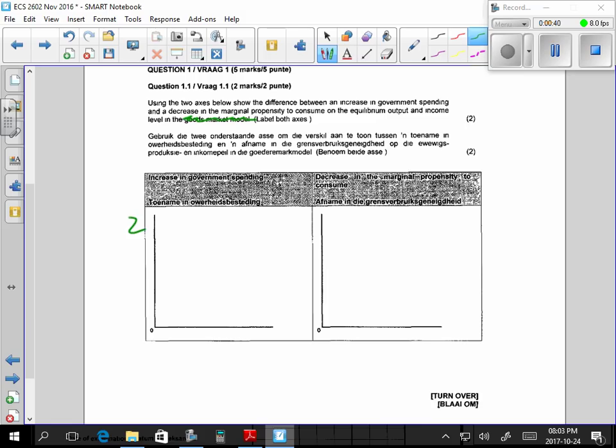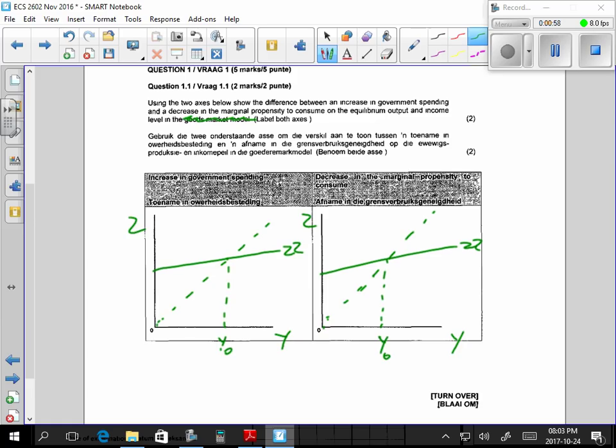Okay, so goods market model, you got demand on your y-axis, you got output and income on your x-axis, you got your 45-degree line, and you've got your demand curve. Right, so again, that is your equilibrium position. In diagram 1, show an increase in government expenditure. To show an increase in government expenditure, we would shift the ZZ curve upwards by the change in government expenditure, and there would be a corresponding increase in output and income from Y0 to Y1.